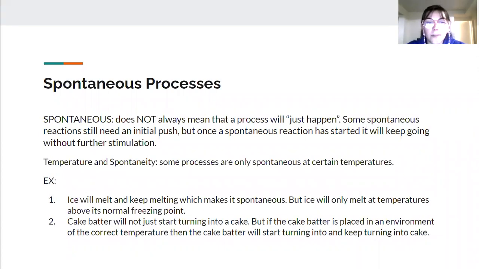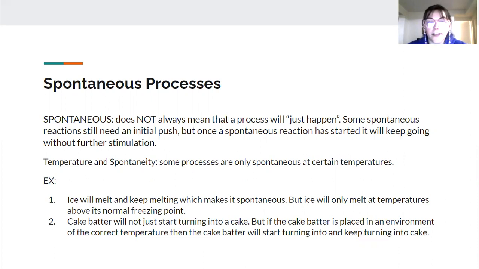In our language, spontaneous means that it just happens. But in chemistry, a spontaneous process does not always mean that a process will just happen. Some spontaneous reactions still need an initial push, but once a spontaneous reaction has started, it will keep going without further stimulation. So back to the tire example, that initial push was that first poke into the tire, exposing a hole. After that initial push, the air just continues to run out. We don't have to keep poking holes for air to continue to move out of the tire.